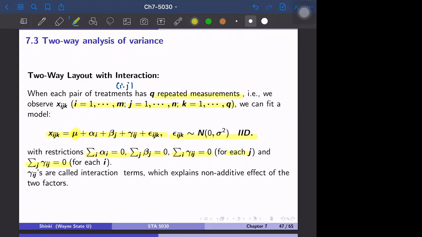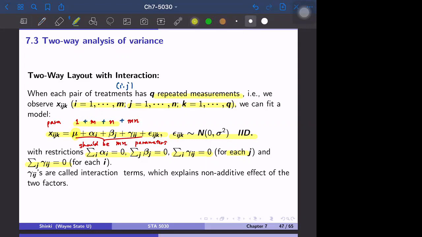So in short, think about the number of parameters. One parameter here, and here m parameters, and here n parameters, and here m times n parameters. But in total, we have m times n pairs. So in total, there should be m times n parameters. So this parameterization is redundant, because in total we have 1 plus m plus n plus mn. So actually, we have 1 plus m plus n redundant parameters.